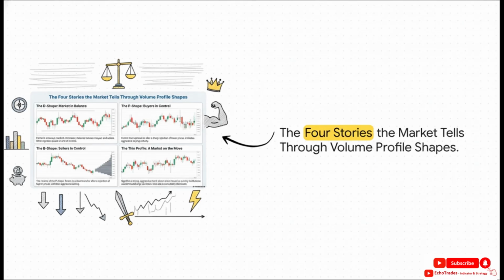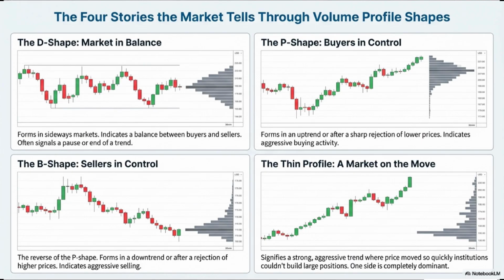You've got the D-shape profile, that's a balanced market, your classic sideways chop. Then there's the P-shape, which looks like the letter P. That tells you buyers are in control, they rejected lower prices. The B-shape is its evil twin, showing sellers are dominating. And last, the thin profile. That's a powerful trend, where one side was just steamrolling the other, slicing through prices without even stopping for a breath.